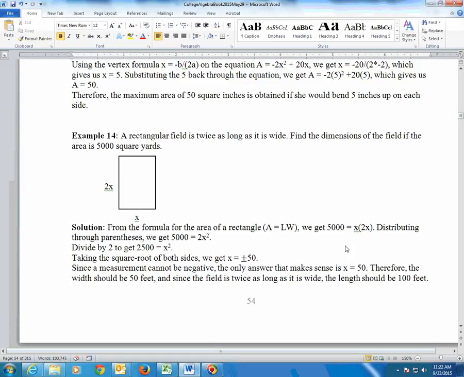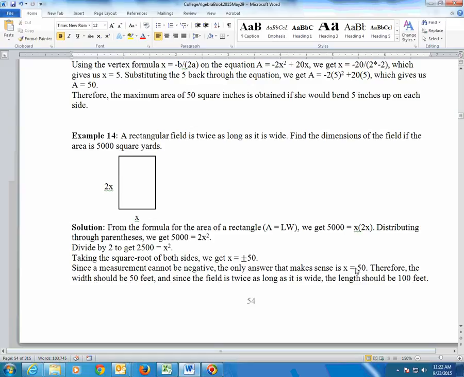So area equals length times width, so 5,000 equals x times 2x. Now distribute that x across, and you get 5,000 equals 2x squared. We could solve this by hand by dividing through by 2. You get 2,500 equals x squared. Now take the square root of both sides, and you get x equals plus or minus 50. Either one will work, but the only one that makes sense is a length of 50.